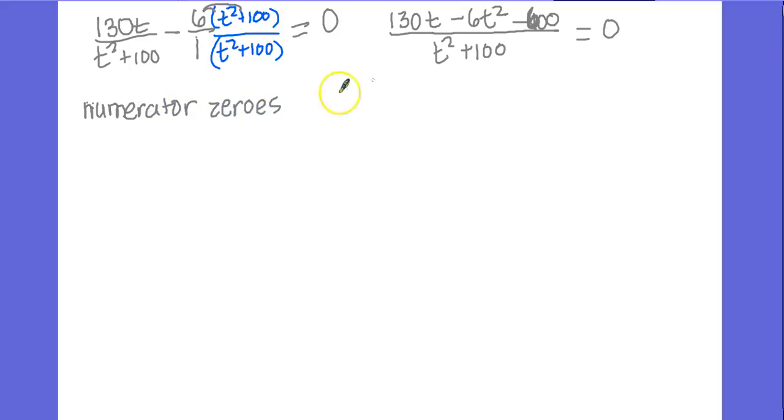To find them, I'm first going to carefully reorder it so that I'm writing it in descending order of exponents. So the negative 6t squared comes first, and then the positive 130t, and then the negative 600. Descending order is really important if I'm going to factor. Notice I didn't change the signs of any of my terms. I just reordered them.